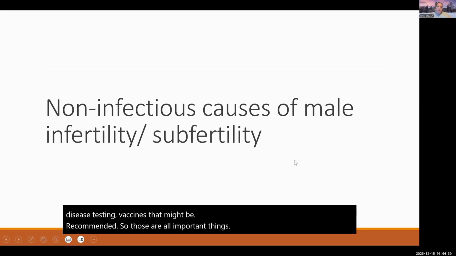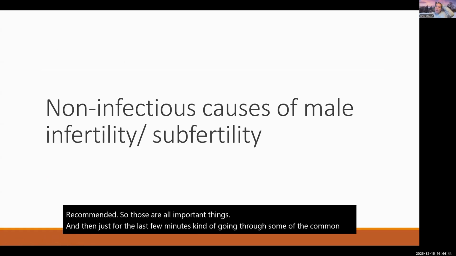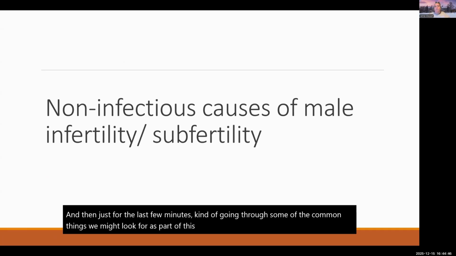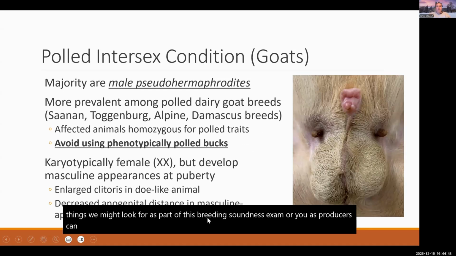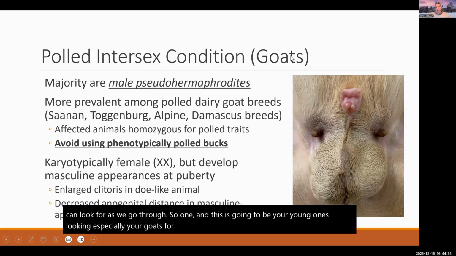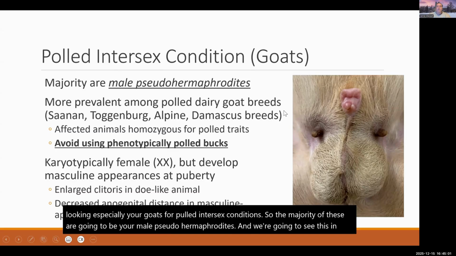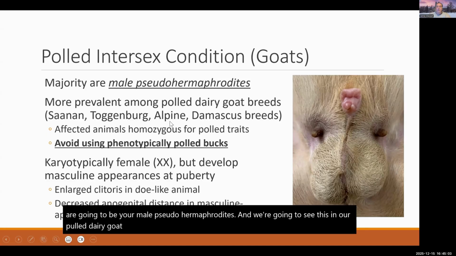And then just for the last few minutes, kind of going through some of the common things we might look for as part of this breeding soundness exam, or you as producers can look for as we go through. So one, and this is going to be your young ones, looking, especially your goats, for polled intersex conditions. So the majority of these are going to be your male pseudo hermaphrodites, and we're going to see this in our polled dairy goat breeds, a little more overrepresented.